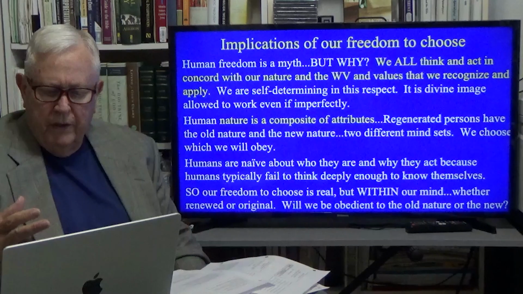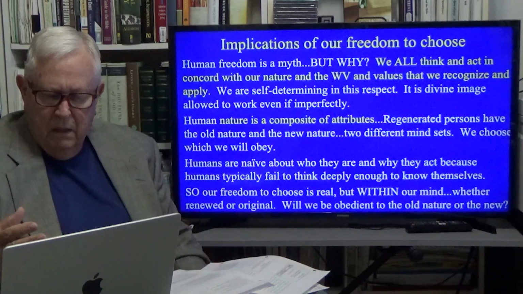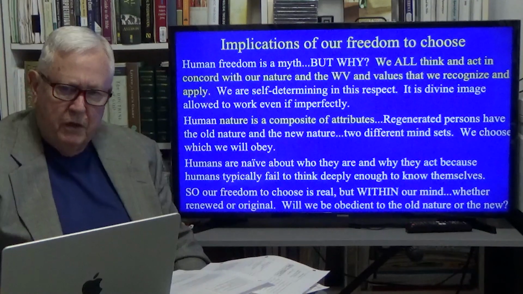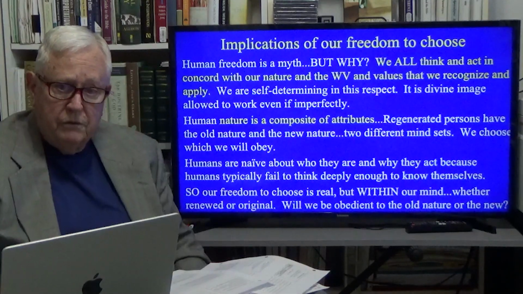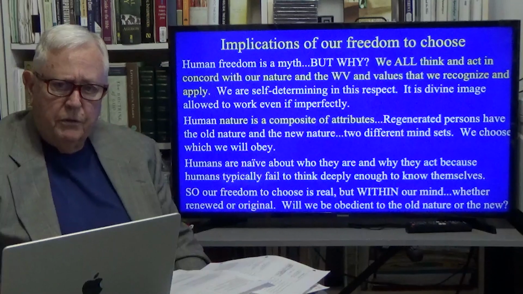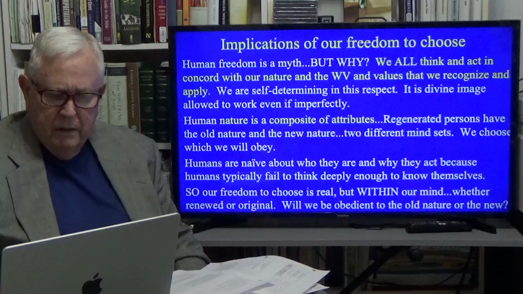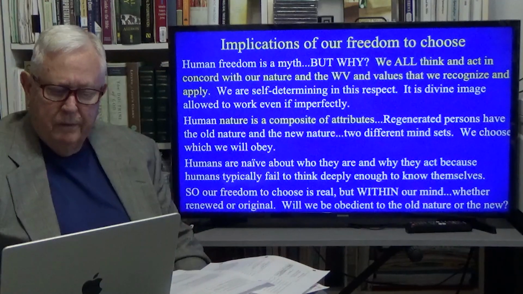Humans are naive about who they are and why they act because humans typically fail to think deeply enough to know themselves. Know yourself. Know your presuppositions. Know your propensities. Know your sins. So that you, through God's grace, can move away from them. Put that train on a better track.